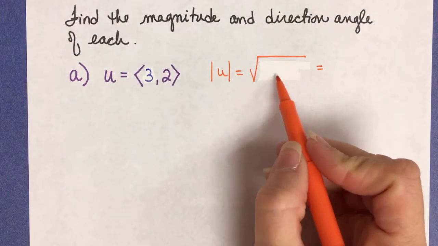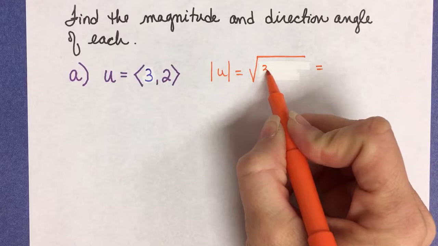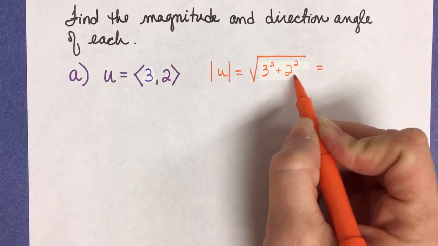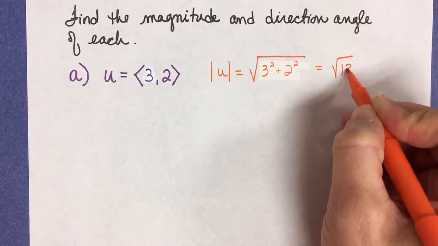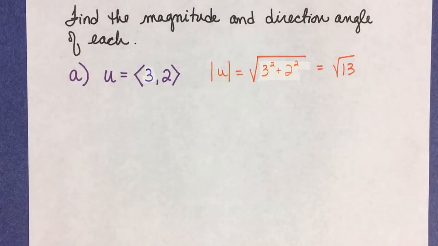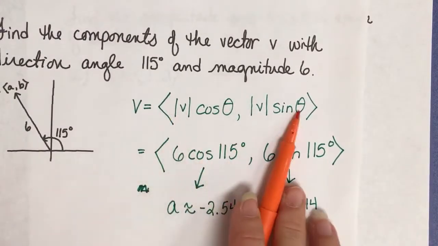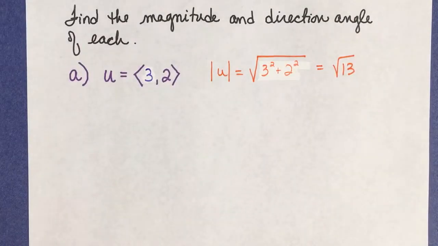So if you remember, that's the square root of a squared plus b squared. So we would have 3 squared plus 2 squared, so the 9 plus 4 is going to give me square root 13 to be my magnitude. Okay, now using the formula that we had used earlier, like this was the last example that I worked, we're going to be using this formula to figure out our direction angle. So in other words, we're going to find out what theta is this time.